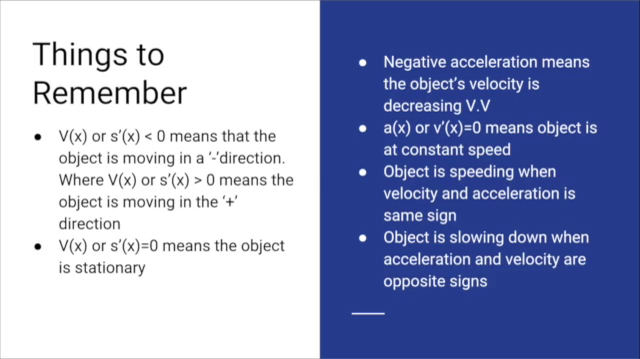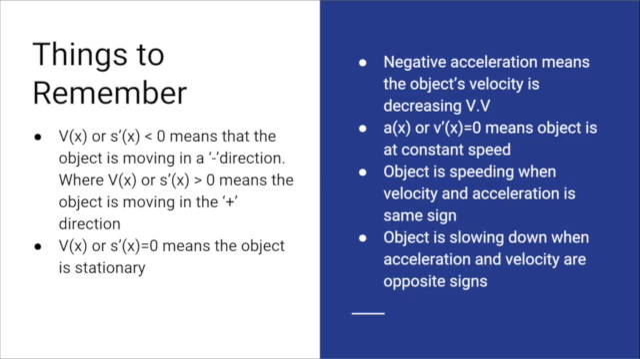If acceleration is 0, it pretty much just means that the object is at constant speed. Say I am in a car and I'm driving at 25 kilometers per hour at a constant speed. There is no acceleration. I'm not speeding up or slowing down. I'm just driving at a constant speed, which means there is no acceleration.